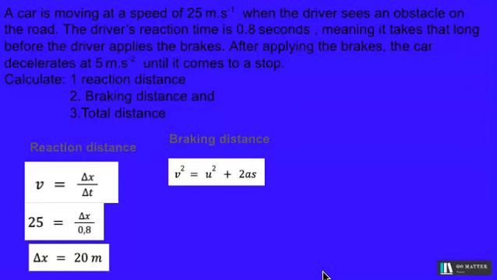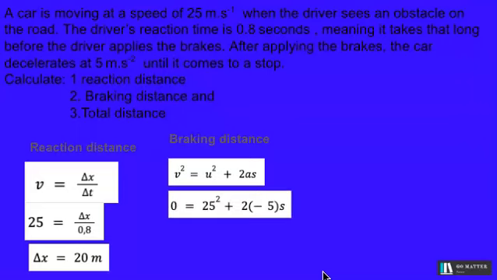Braking distance. We know the final velocity and the initial velocity and the acceleration of the car. Hence, we use the formula final velocity squared is equal to initial velocity squared plus 2 times the acceleration times the change in position. Substituting, final velocity is 0. Initial velocity is 25, so it's 25 squared plus 2. And because it's decelerating, acceleration is negative 5. And then we have to calculate the change in position. So making change in position the subject of the formula, we get 62.50 meters.